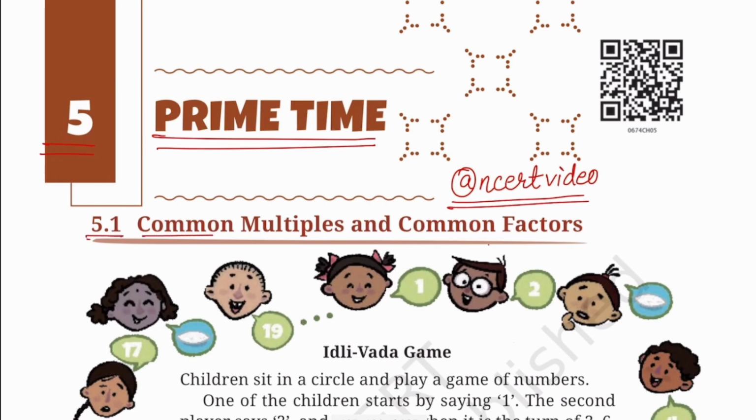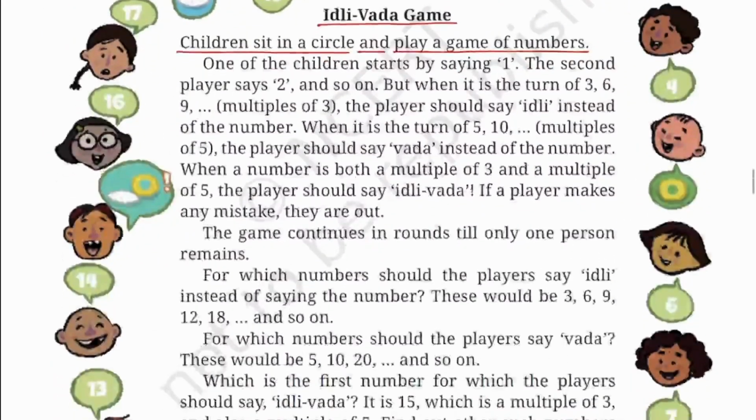5.1 Common Multiples and Common Factors. Idli Vada Game. Children sit in a circle and play a game of numbers. One of the children starts by saying 1, the second player says 2, and so on.